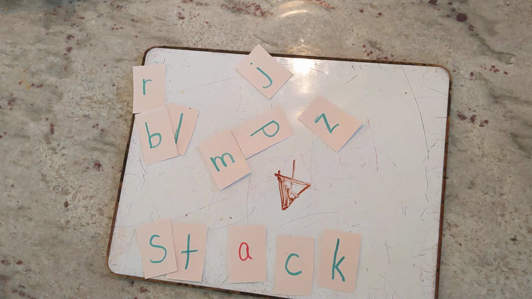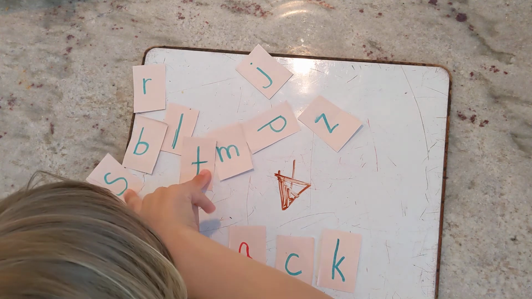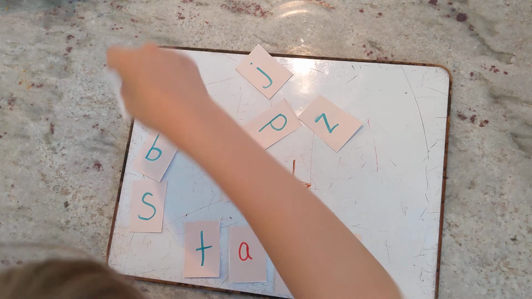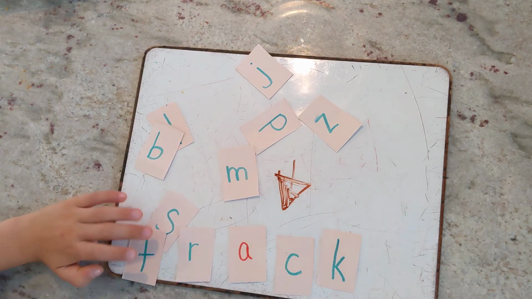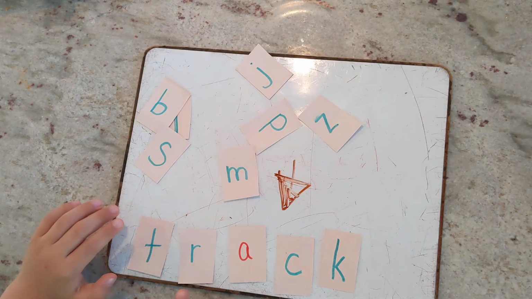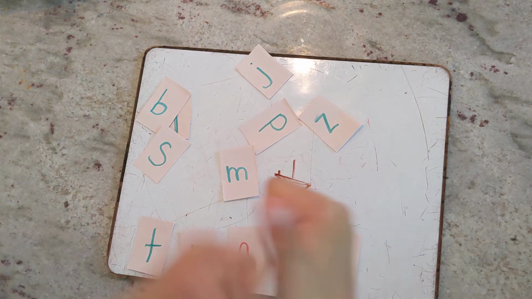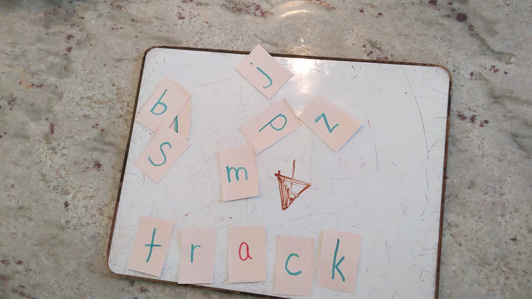All right, let's take this away and let's replace it with tr. Tr. When you have it, put your thumb up. All right, tell me the word. Track. What can you use in a sentence with track? Yeah, track, like a car track, right? Train track, chugga-chugga-choo-choo-choo. That's right.